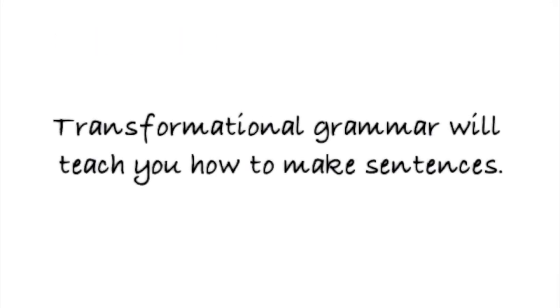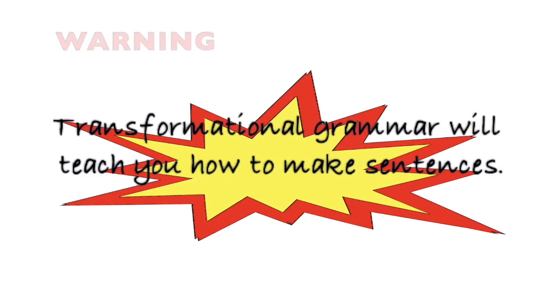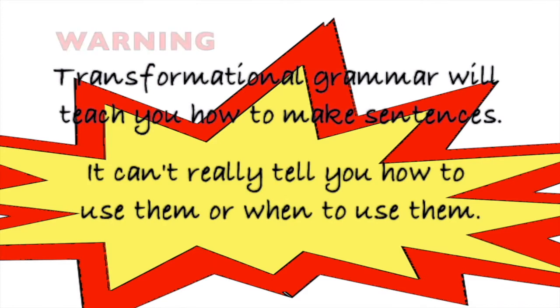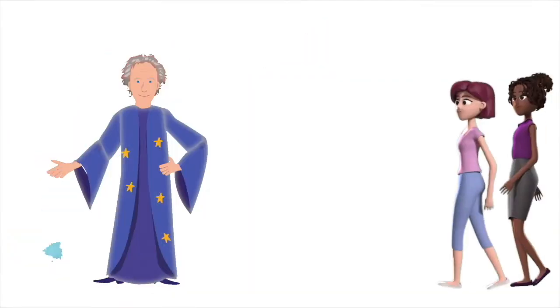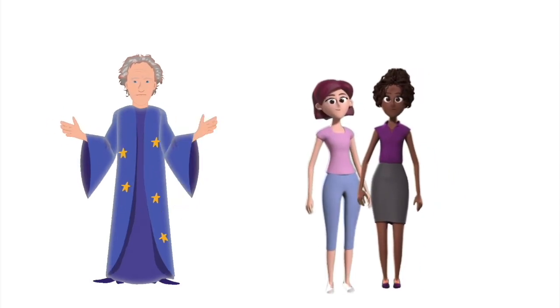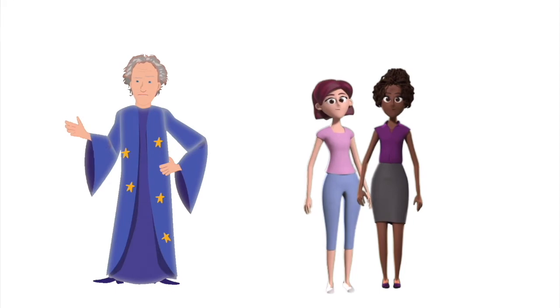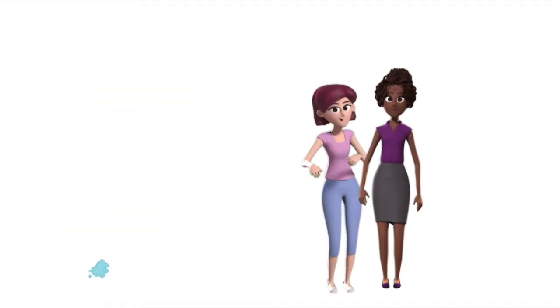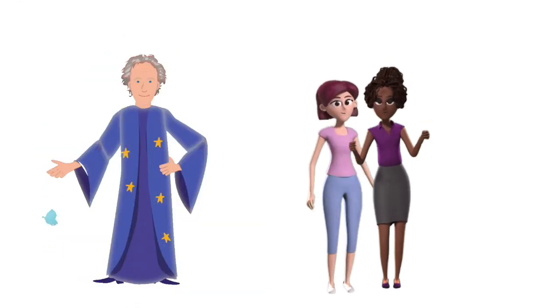But remember, transformational grammar is only good at telling you how to make sentences. It can't really tell you how to use them or when to use them. So you also have to read in English and listen to people speaking English to see how they use these structures. All right. Can you recommend a book for us?